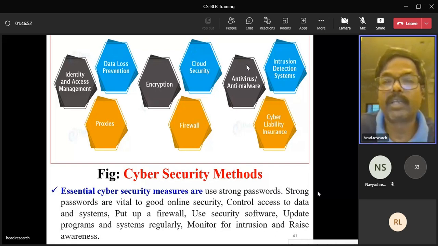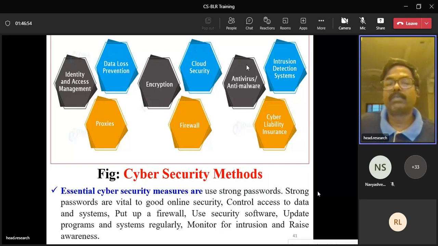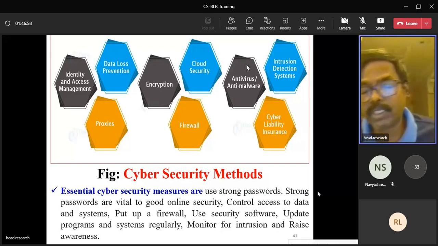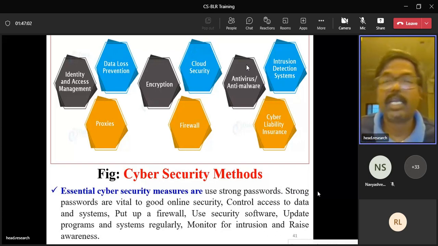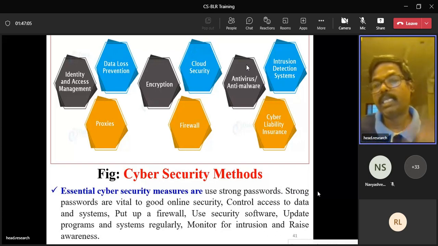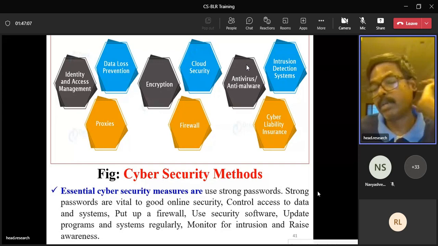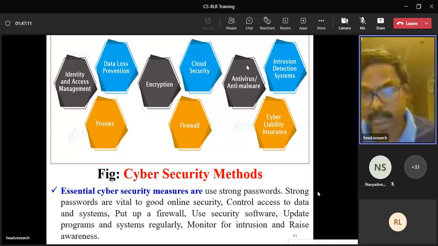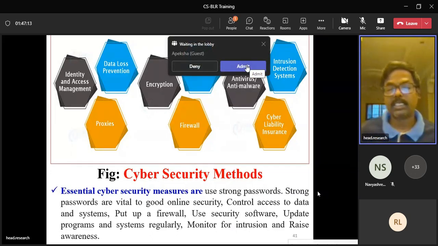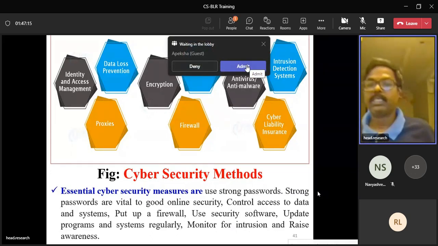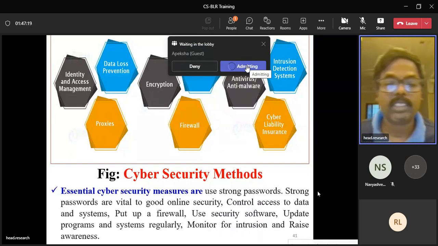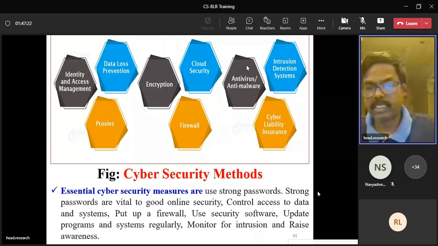at the network level. Cloud security has major issues like data security, network security and host security. Antivirus and anti-malware is software to protect our system or server against different types of attacks. Cyber liability insurance, intrusion detection system. So these are the cyber security methods.